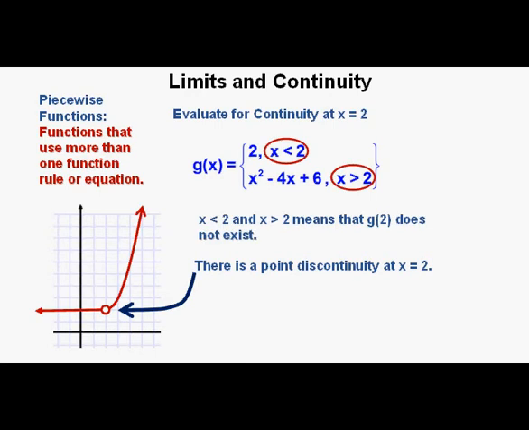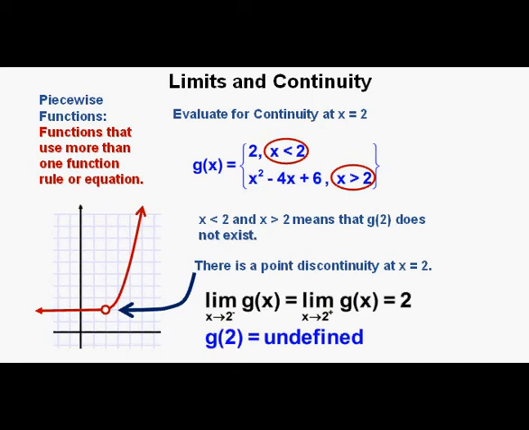So even though the limit as x approaches 2 from the left of g of x equals the limit as x approaches 2 from the right side of g of x, which equals 2, this function fails the test for continuity because the function is not defined at x equals 2. So to sum it up, this function is not continuous at x equals 2.